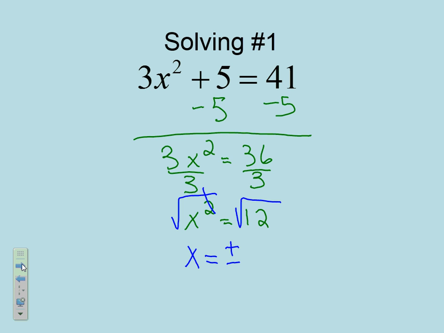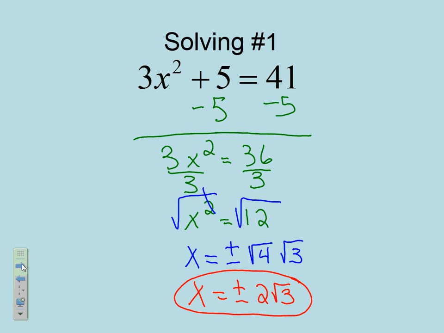12, we would think not 1. The next one is 4. And 4 does go into 12. So we're going to have square root of 4 times the square root of 3. When we simplify this, we get x equals plus or minus, square root of 4 is 2, times the square root of 3. Now this right here, ladies and gentlemen, we have 2 answers.